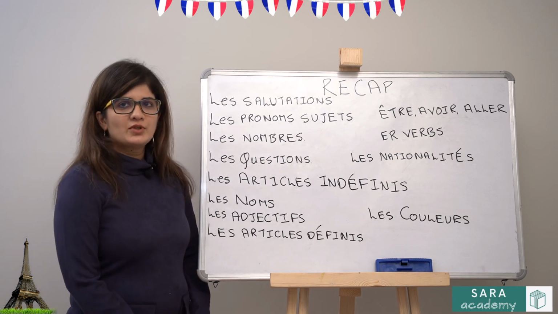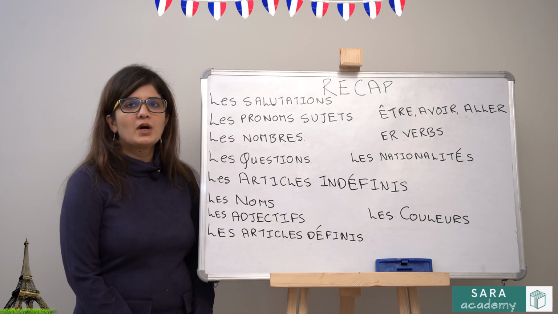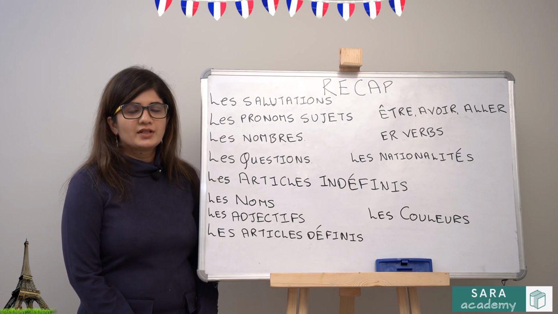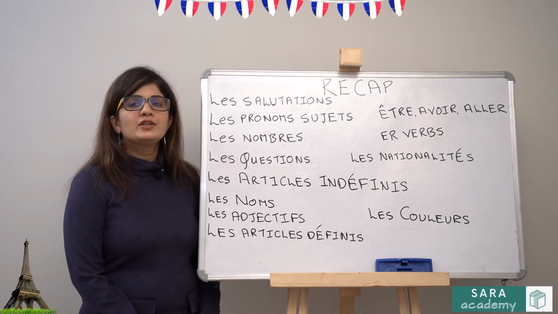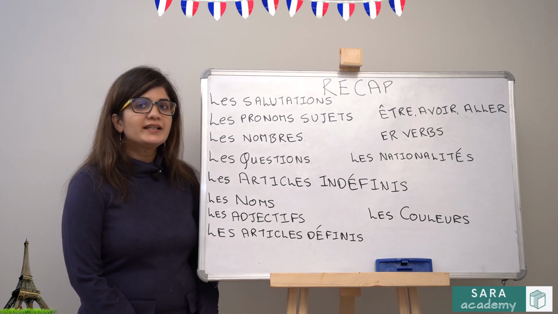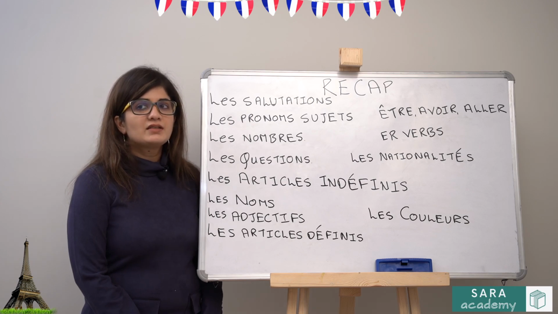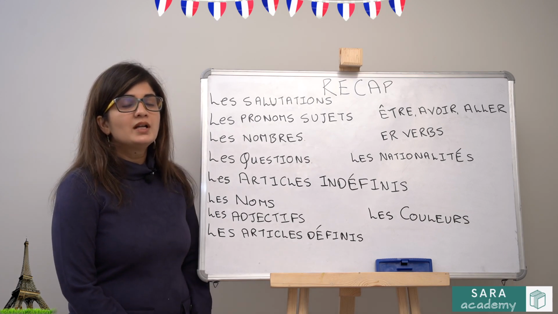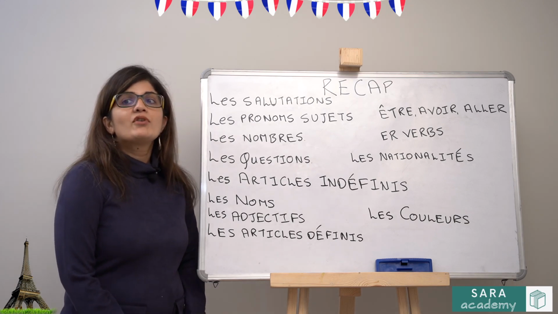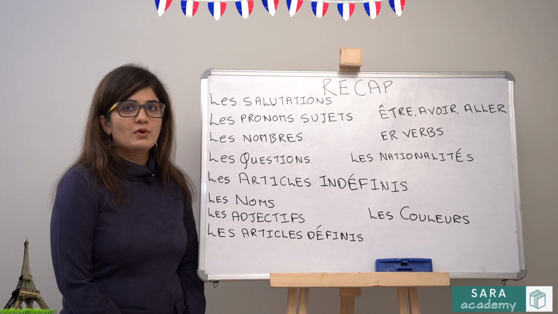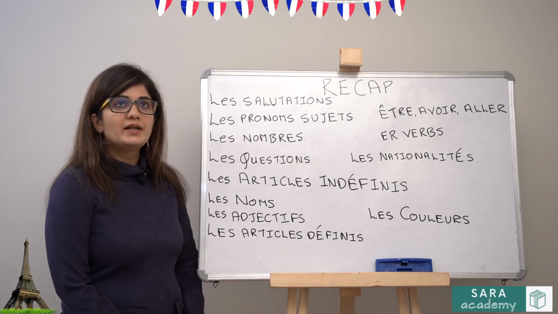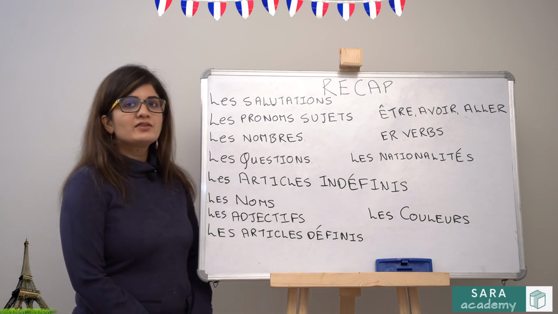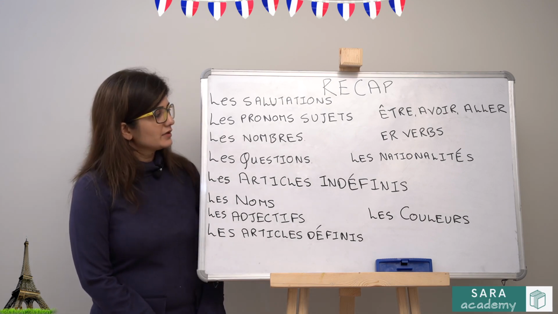Then we did the numbers, the cardinal numbers 0, 1, 2, 3, 4, etc. So we did this till 100. Be careful when writing 21, 31, you have to write an ET in between till 71. But for 81 and 91, ET will not come. And remember, 80 is 4 times 20, so quatre-vingts. 90 is 4 times 20 and 10, so quatre-vingt-dix. So please memorize your numbers, there is no shortcut to it.